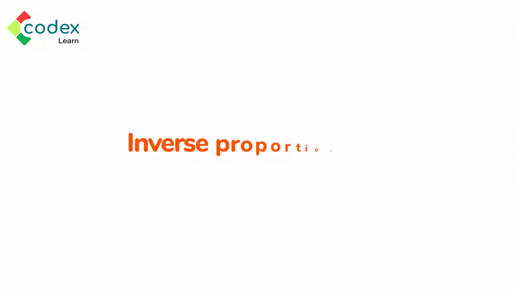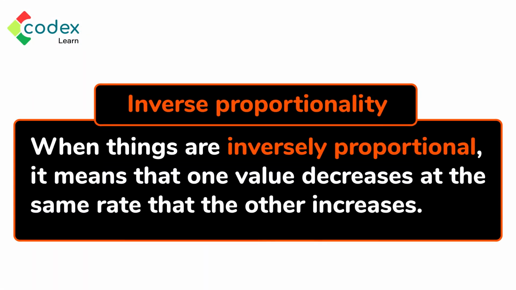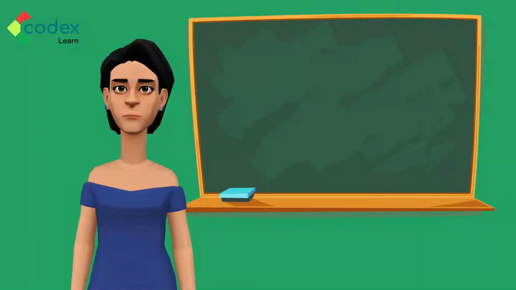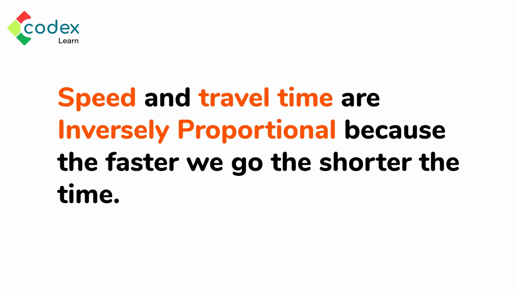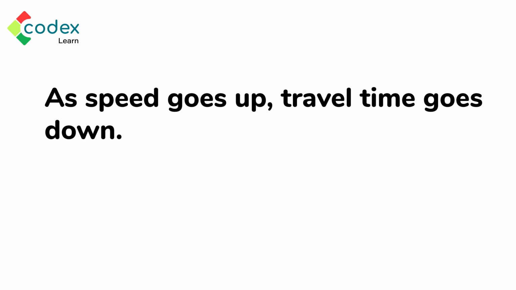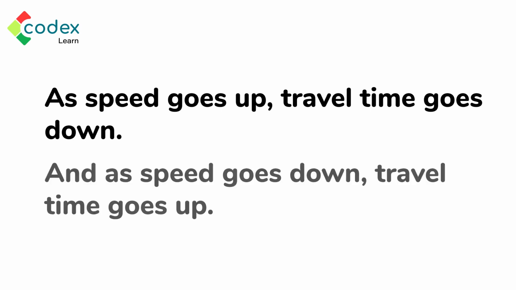Let's learn about inverse proportionality. When things are inversely proportional, it means that one value decreases at the same time that the other increases. An example on speed and travel time might help us understand this better. Speed and travel time are inversely proportional because the faster we go, the shorter the time. As speed goes up, travel time goes down, and as speed goes down, travel time goes up.